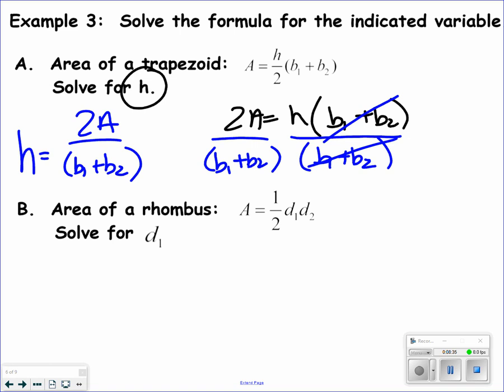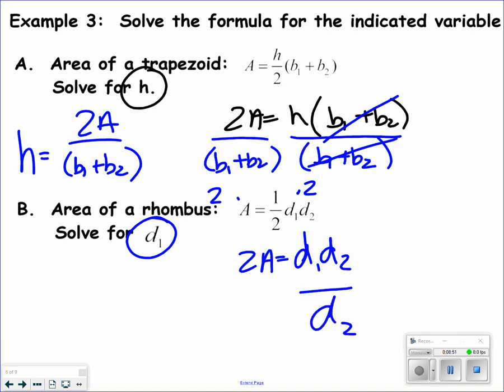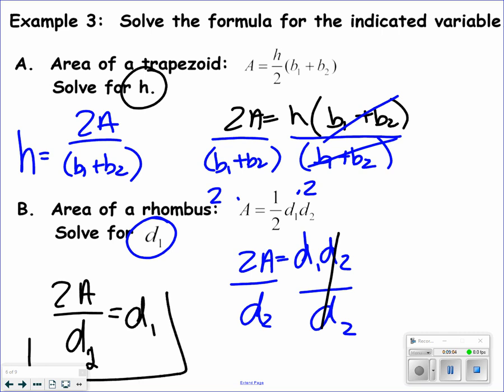Next one, the area of a rhombus. Again, I don't like the fraction, and I'm trying to solve this for d1. So I'm going to multiply both sides by 2. That will help you get rid of the initial fraction. Remember, it's d1 times d2. So I'm going to do the inverse operation and divide by d2. That cancels out d2. So 2a over d2 equals d1.